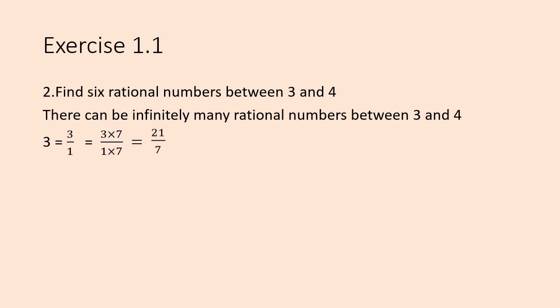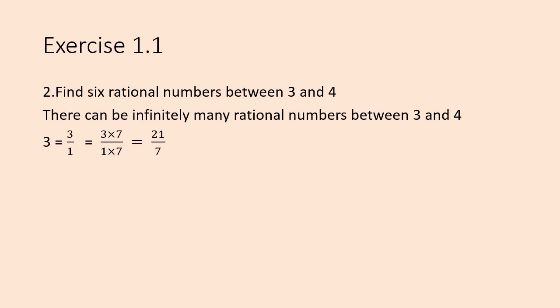Now, the number 3 can be written as 3 upon 1. Since you have to find 6 rational numbers, you have to multiply 3 upon 1 with 1 more than that, that is 6 plus 1, that is 7. So multiply 3 upon 1 with 7 in the numerator and denominator. So you have 3 multiplied by 7 upon 1 multiplied by 7, that is 21 upon 7.